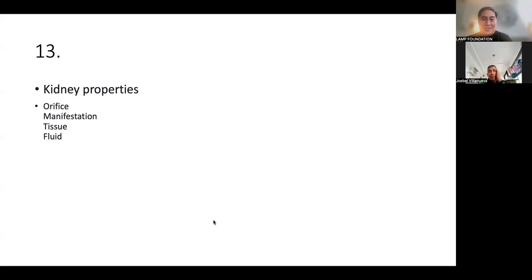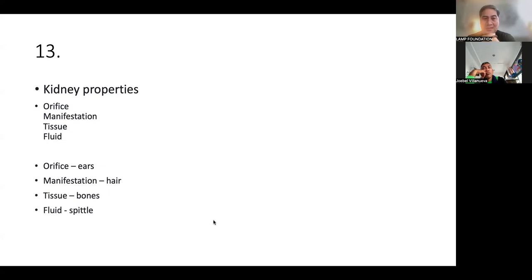Okay, kidney properties. The orifice, the kidneys open into the ears. The manifestation is on the hair, the head hair. The tissue, bones. And the fluid is the spittle. Okay, the spittle, no?